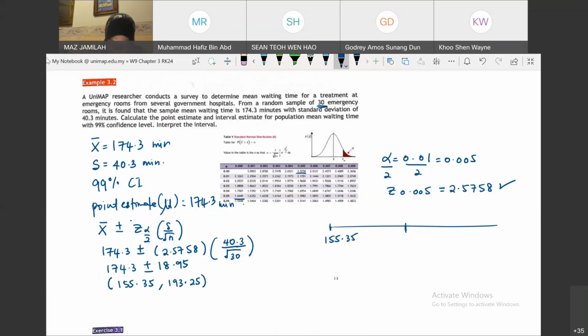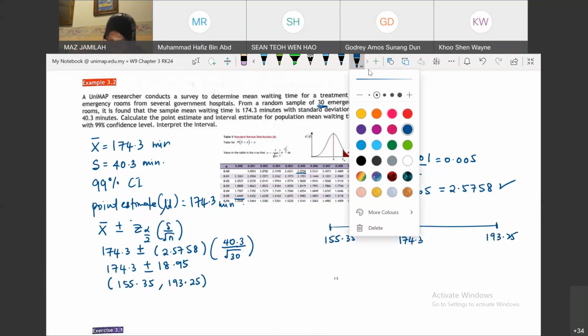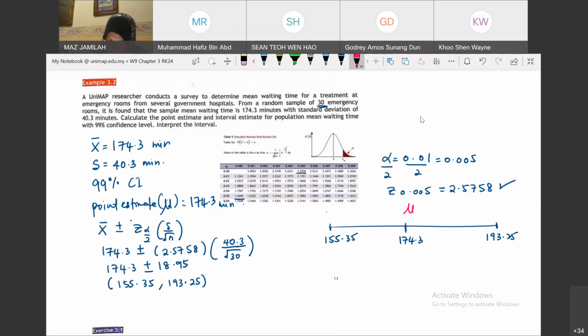If I draw again, let's say this is 155.35, this is your point estimate, 174.3, and this is your upper limit, 193.25. So we believe our mu will be somewhere from here until here. So this is our statistical inference for our population mean. So how do we interpret this? We are 99% confident that what? I just follow the textbook, it's easy for me because it's faster.